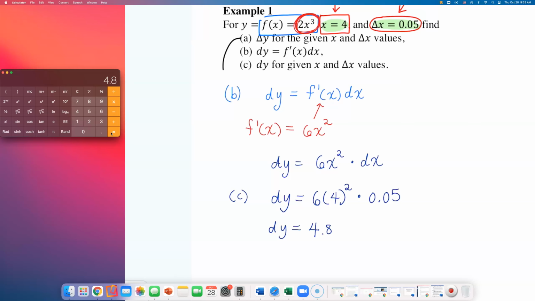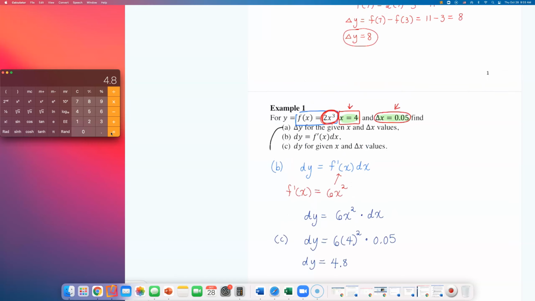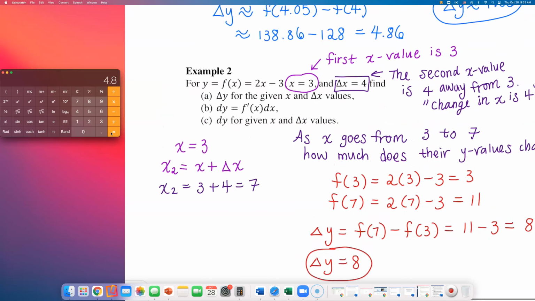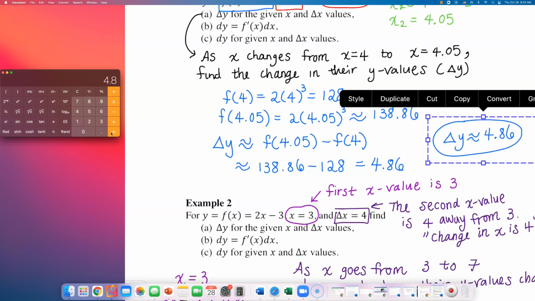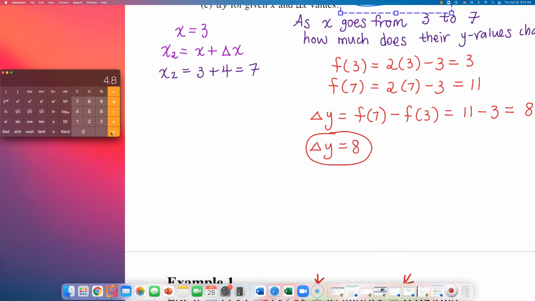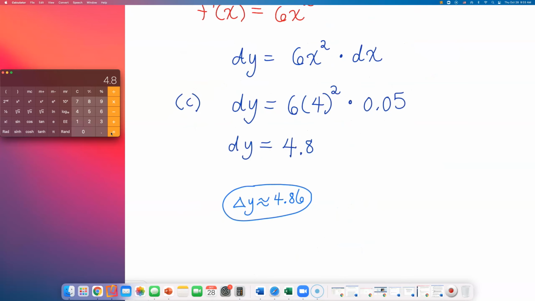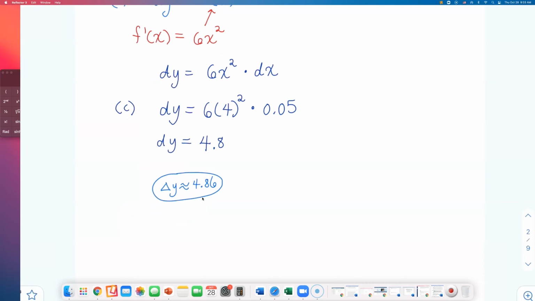So let's compare the answer that we got from part A. The delta y, see, I got freaked out because I saw delta y equals 8, but that's for example 2 that I worked ahead. But remember, when we use that first method of actually subtracting the y values, let me bring it down and show you how close we got. The actual change in y was 4.86. If we are using that dy, the differential formula, that answer we got was 4.8. So they're very close, right? So that's how you can answer this type of question.